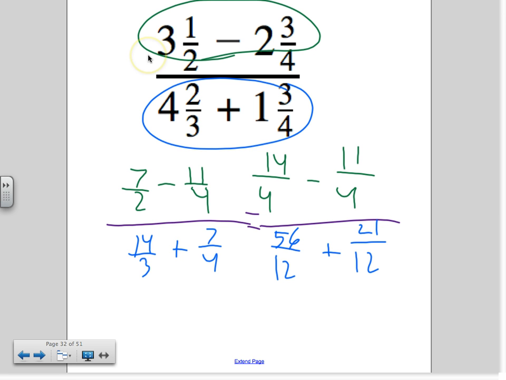What is the green going to become? Oops, that's subtracted. That's 3 over 4. Okay, so this is going to become 3 over 4. And the blue, 77 over 12. Is that easy enough so far?